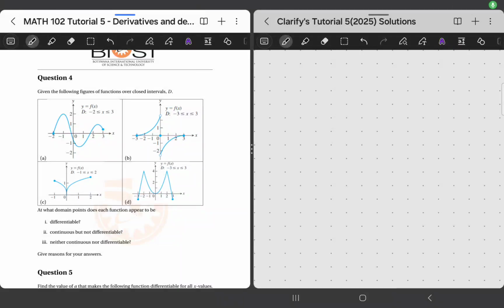All right, so in the last video, we talked about the things to watch for, so that we can easily do these ones. We know that we are using what we are seeing for this question, although sometimes we can use calculations. We'll work with calculations in the next questions, but for now, we are using what we are seeing. Now they're saying, at what domain points, that's the first question, does each function appear to be differentiable? So we are doing question 4.